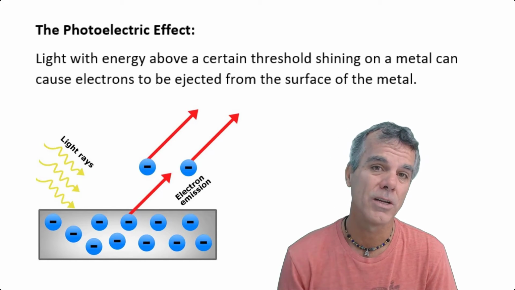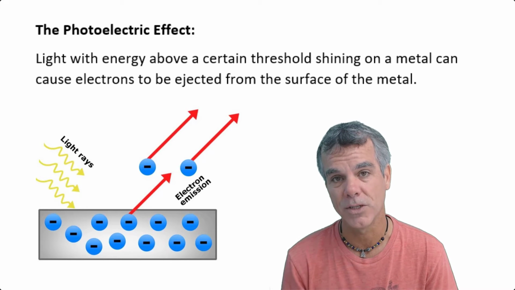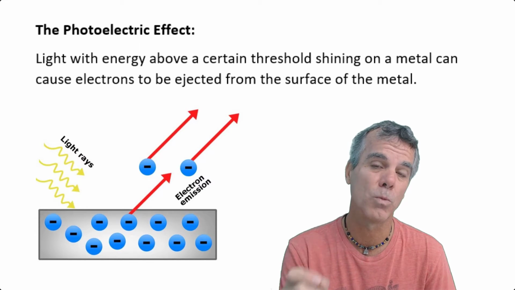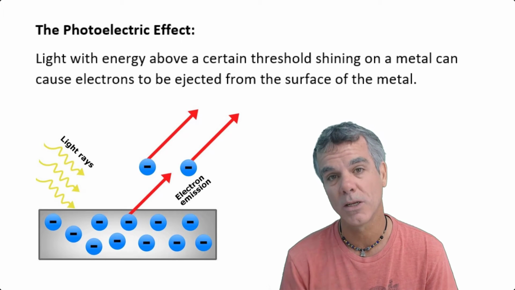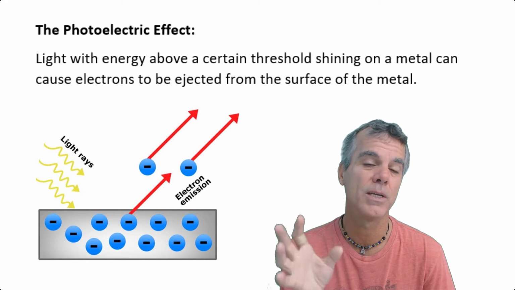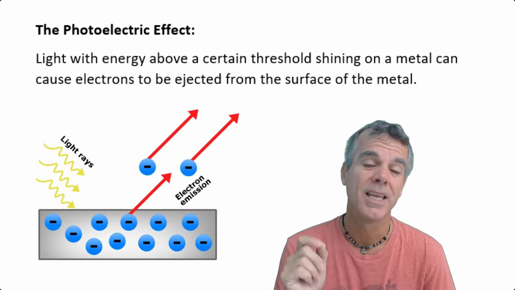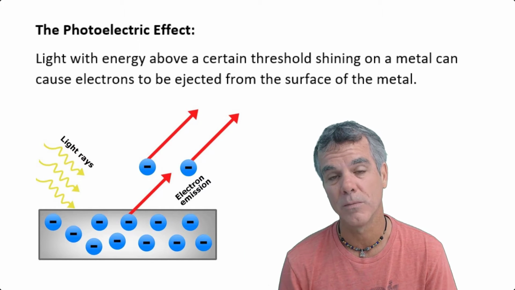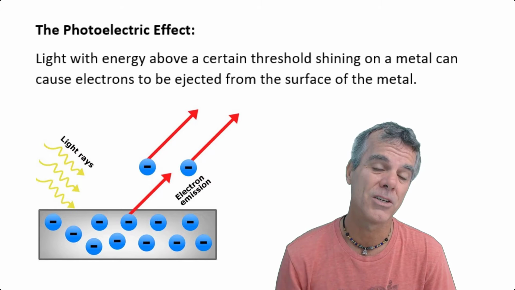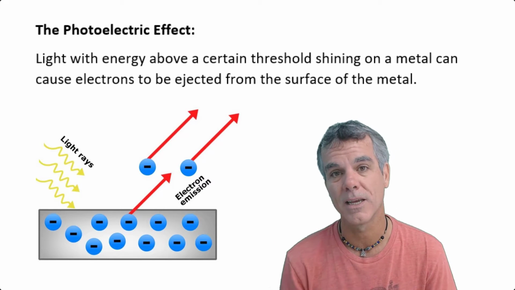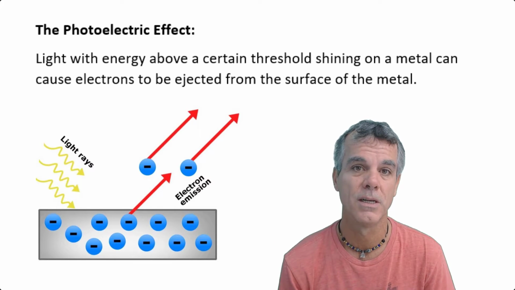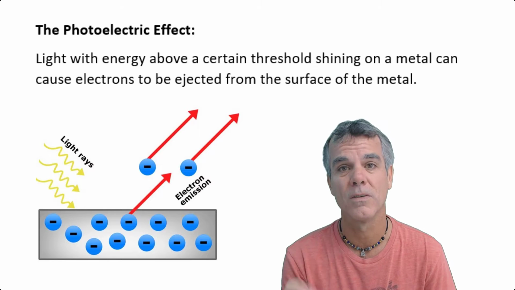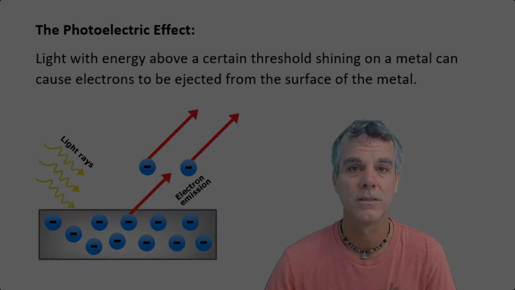If light shining on a metal does not have enough energy, if the energy is less than the work function of the metal, no electrons will be ejected no matter how intense the light source is. If light shining on the metal has more energy than the work function of the metal, then that excess energy can go into the kinetic energy of the ejected electrons. So let's take a look at the photoelectric effect in action.